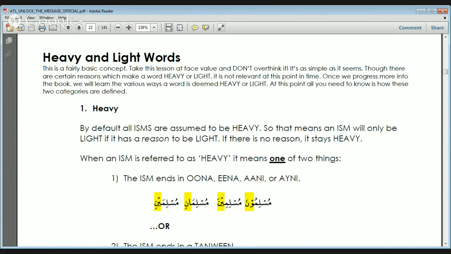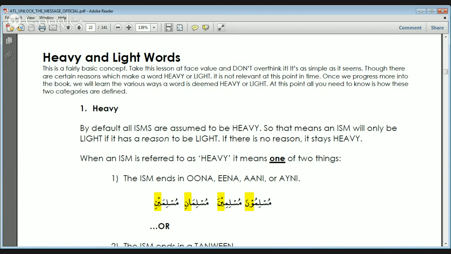There are certain things in the Arabic language that make a word heavy or light, and what that is actually irrelevant as of this point. So there are things that make a word heavy or light. What makes it heavy or light? It's not relevant right now. But what I do want you to know is that a word does become heavy or light. Does that make sense? That's all I want you to understand. I don't want you to know how. I want you to know that it is a fact. Once we progress more into the book, we'll learn the various ways a word is deemed heavy or light. At this point, you just need to know how these two categories are defined, i.e., what is a heavy word and what is a light word.